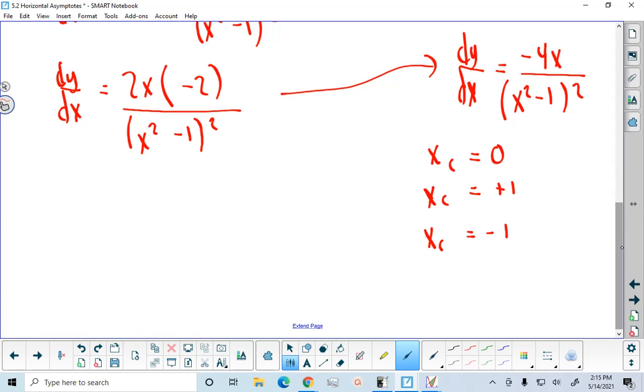By the way, I don't know that you're going to remember this to check all the time, but this function had symmetry. So if you have symmetry and you have a critical value of x of a, you must have a critical value of x of negative a. All right, we're going to go from negative infinity. I'll draw this out for you. From negative infinity to negative 1, from negative 1 to 0, from 0 to 1, and from 1 to positive infinity.